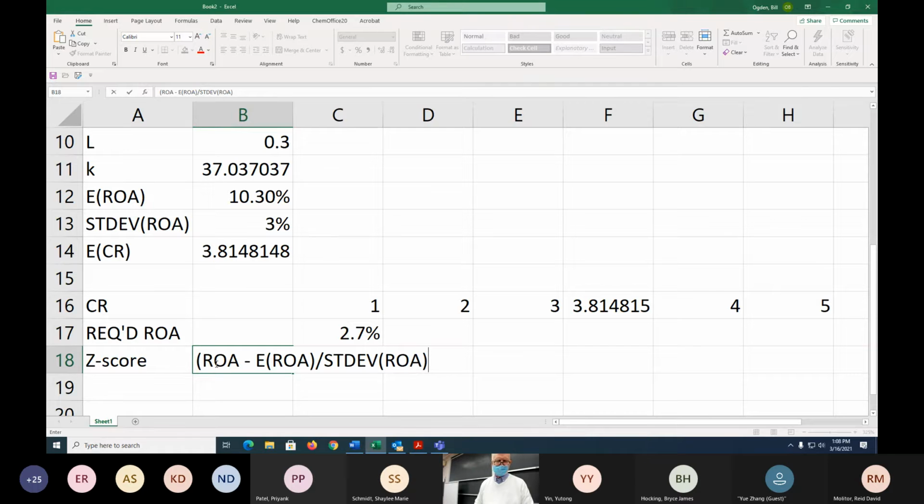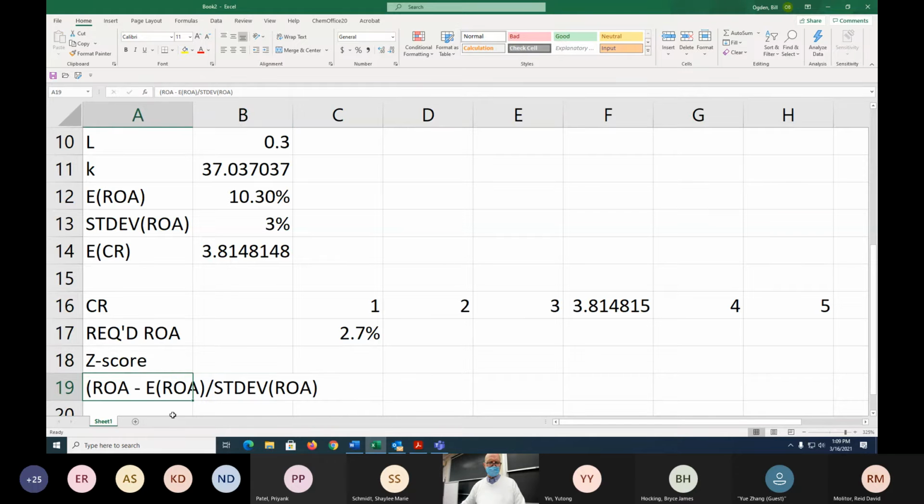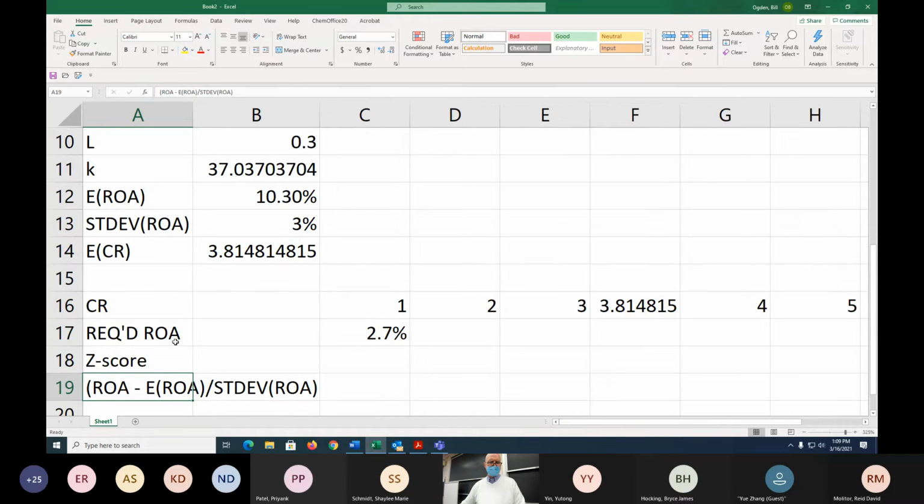Goodness, that got big, didn't it? Okay. So how am I going to do this? Let's do this. Let's bring this over here so it gets out of the way. Still not out of the way. Whatever. There we go. Okay. So let's do the z-score up here.